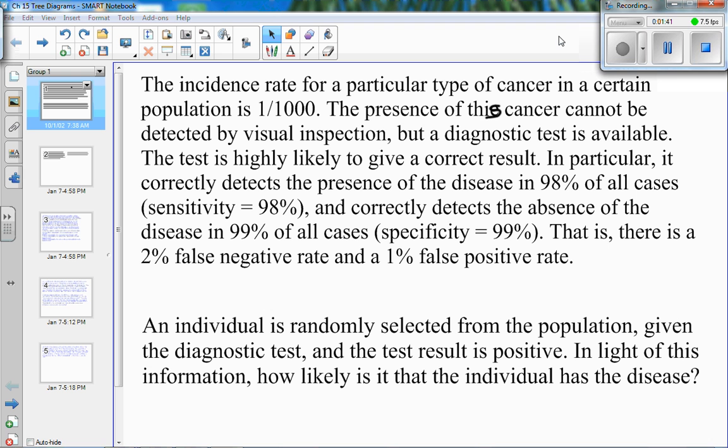Here's the question. An individual is randomly selected from the population, given the diagnostic test, and the test result is positive. In light of this information, how likely is it that the individual has the disease? That's what we want to investigate. How worried should you be if you are given this diagnostic test and you get a positive result? How worried should you be that you actually have this disease?